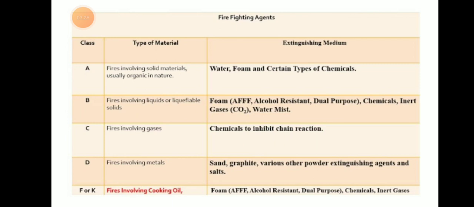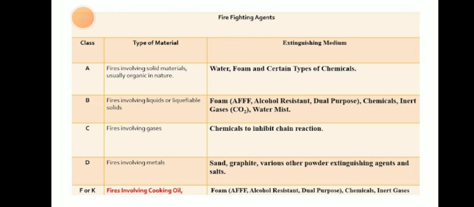Then class C fire, fire involving gases. So we need a chemical to inhibit this chemical reaction, this chain reaction. So we can use CO2 or other chemicals to inhibit this chain reaction. Then class D fire means metal fire, fire involving metal. So we can use sand, graphite and various other powder extinguishing agents. Mainly we can use DCP in this case to extinguish the fire involving metal.